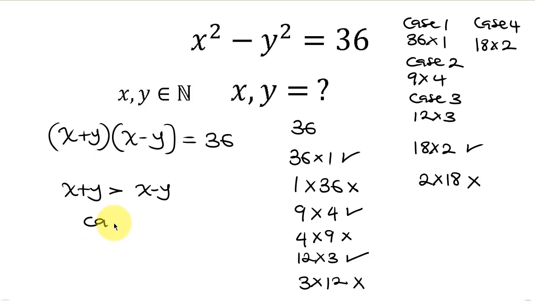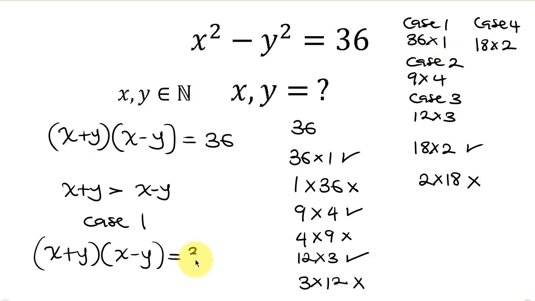Let's start out with case 1. So for case 1, these two factors, which are x plus y times x minus y, will be equal to our case 1, which is 36 times 1. Very good. That means that this first factor, which is x plus y, is equal to this first factor here, 36. And then this second factor on the left, which is x minus y, is equal to our second factor on the right, 1.